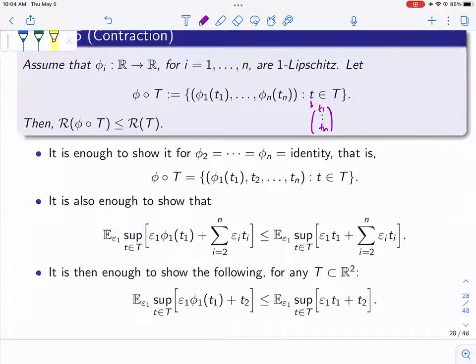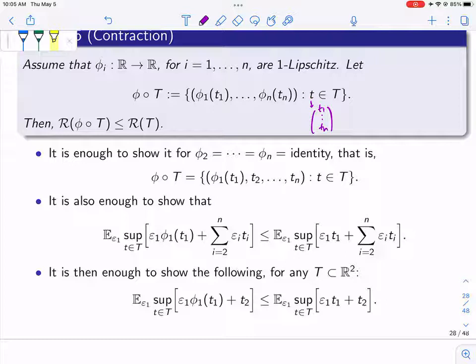So this is the form of the Rademacher complexity. If I take the expectation over all the epsilons of the supremum, that would be the Rademacher complexity. If I show this inequality when I take the expectation over epsilon 1, because the rest of the epsilons are independent, I can then take the expectation over the rest, and this proves the inequality, right? So this is enough.